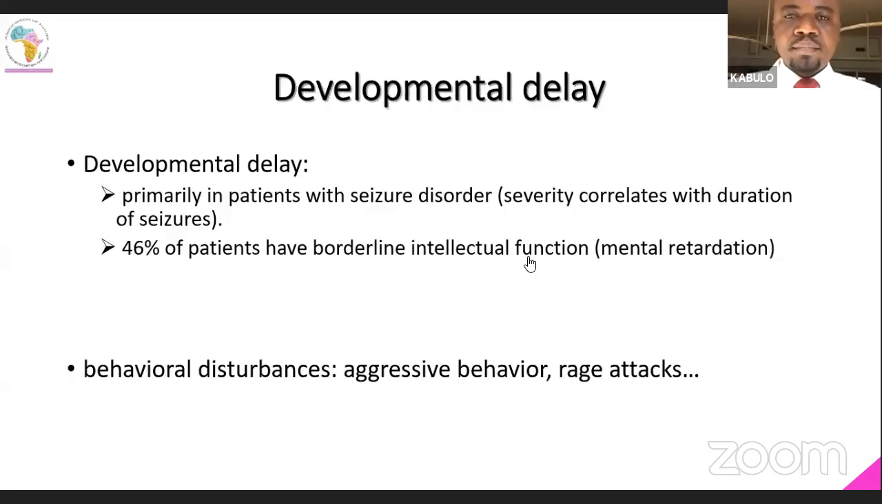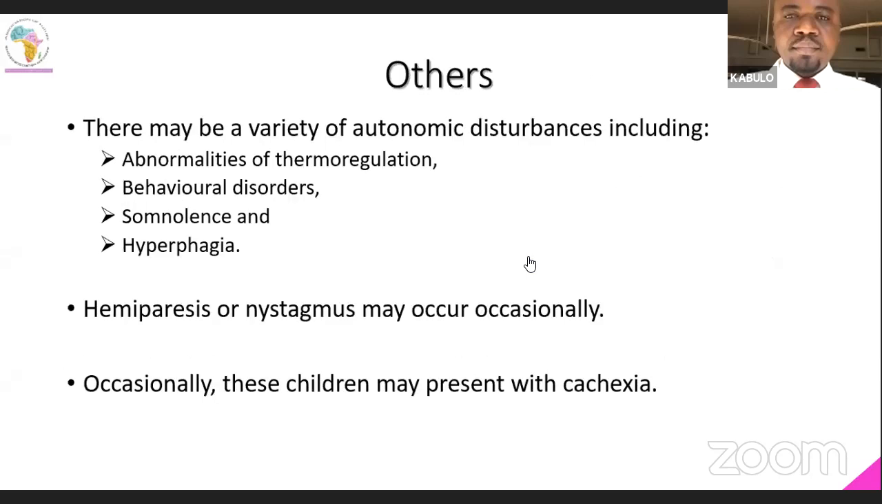So apart from seizures and precocious puberty, you can also get developmental delay when you have hypothalamic hematomas. That delay is primarily in patients with seizure disorder, and the severity correlates with duration of the seizures. The longer the seizures last, the more developmental delay you get. And 56% of patients have borderline intellectual function or mental retardation. You can also get behavioral disturbances like aggressive behavior, like rage attacks.